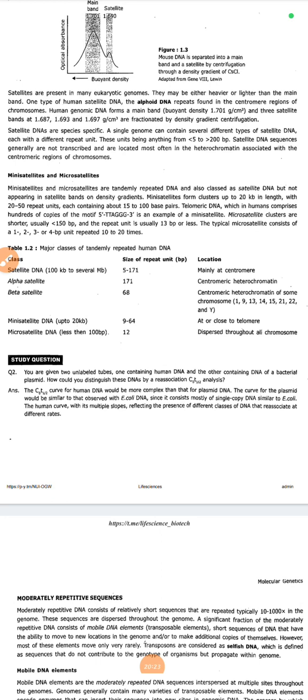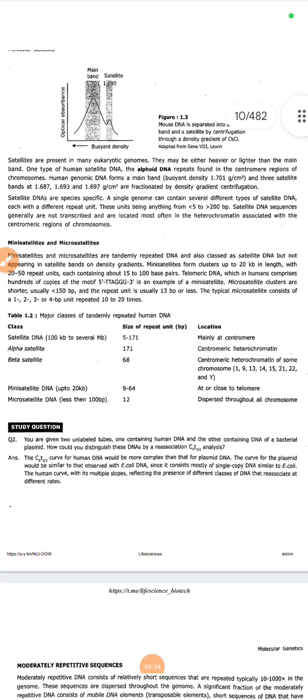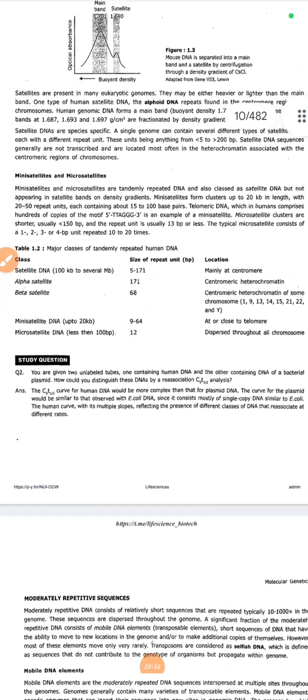Next is telomeric DNA, which in human comprises hundreds of copies of the motif. Now it is a very common question: what is the sequence of telomeric DNA? It is TTAGGG, 5 prime to 3 prime. It is an example of mini satellite.